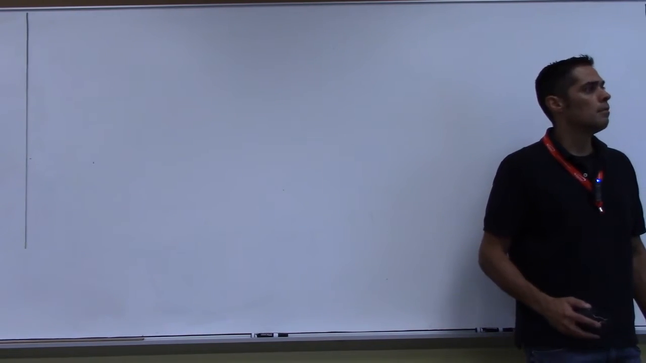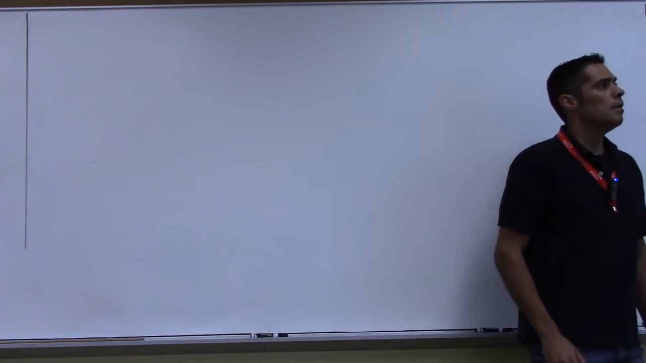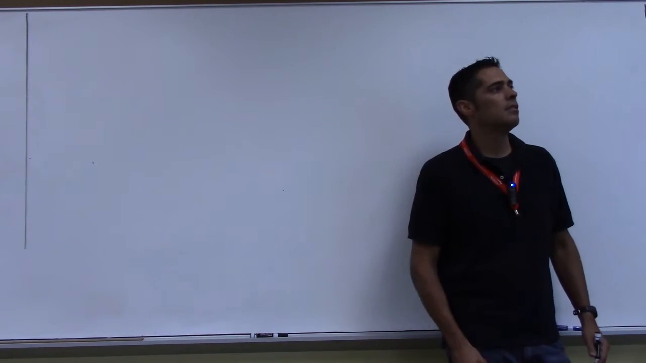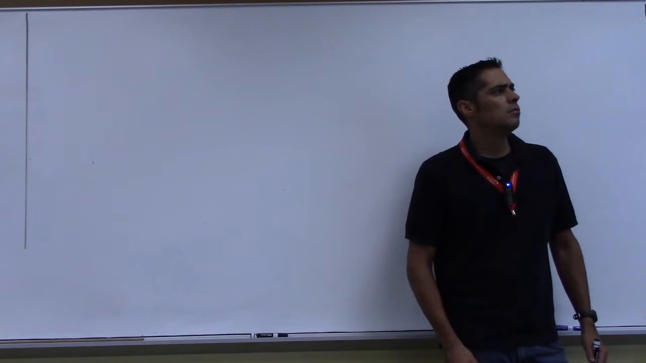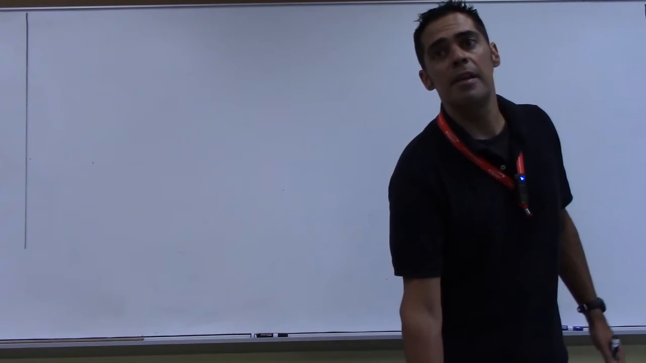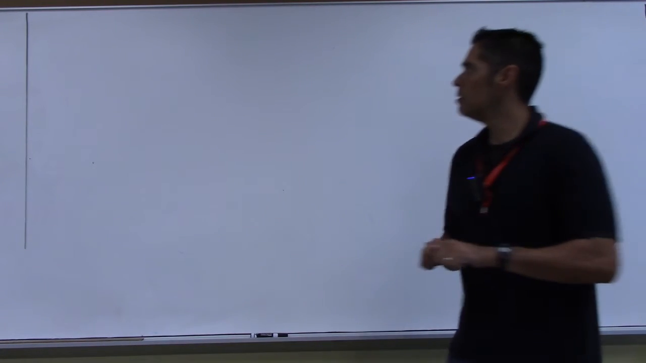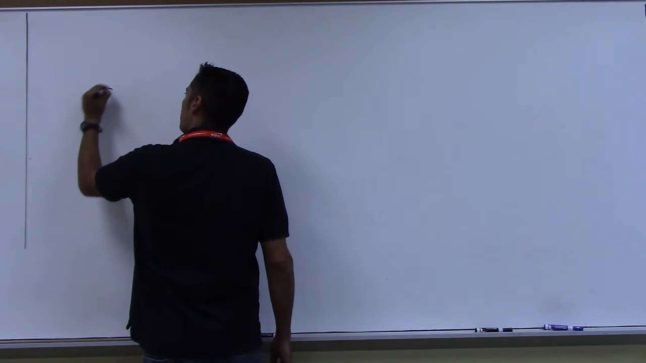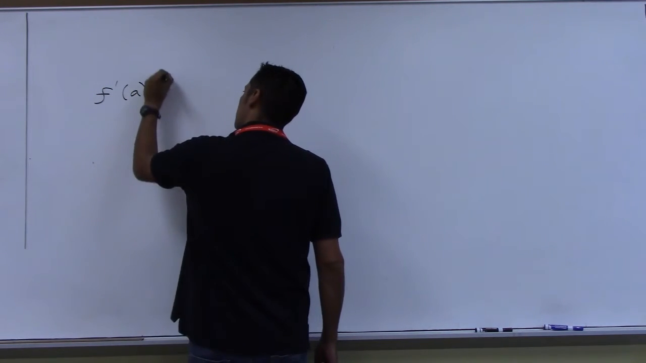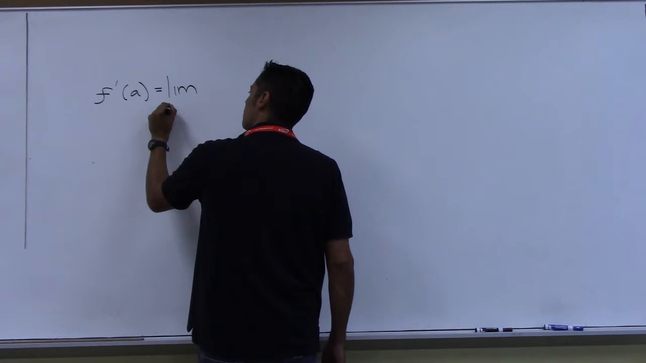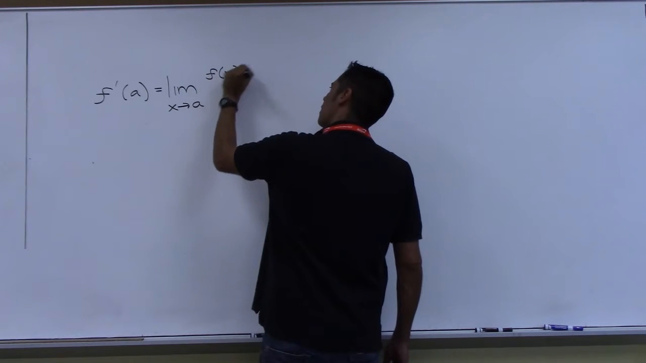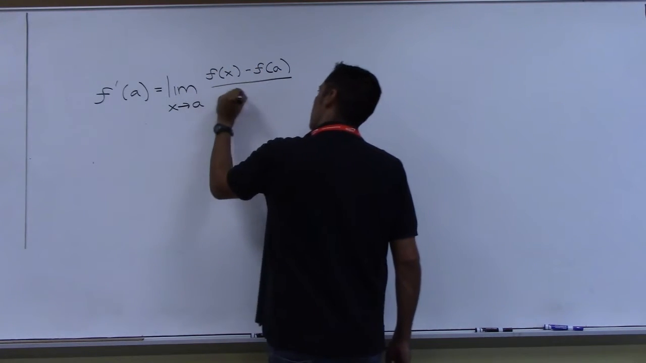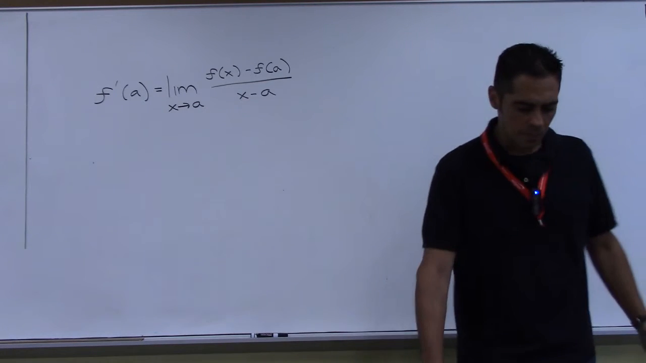All right, the main result from last class was that we had come up with the definition of the derivative, hadn't we? That was the main result. And it was that f prime of a was the limit as x approaches a of f of x minus f of a over x minus a, right? That was the definition.